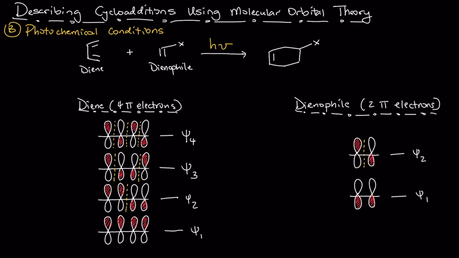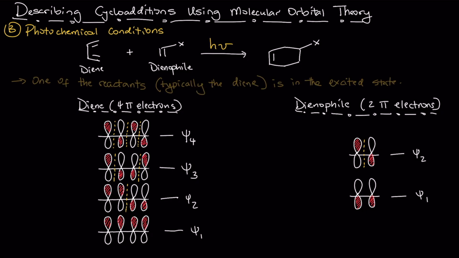So that shouldn't change. However, what is different about the photochemical conditions is that unlike in your thermal conditions, when both reactants are in their relaxed state, under photochemical conditions, one of the reactants, typically the diene, is in the excited state. And we've talked about the molecule in its excited state in the past. It means that one electron should have jumped up from the HOMO orbital into what was the LUMO orbital, so the closest unoccupied molecular orbital in energy, and that shows an excitation.